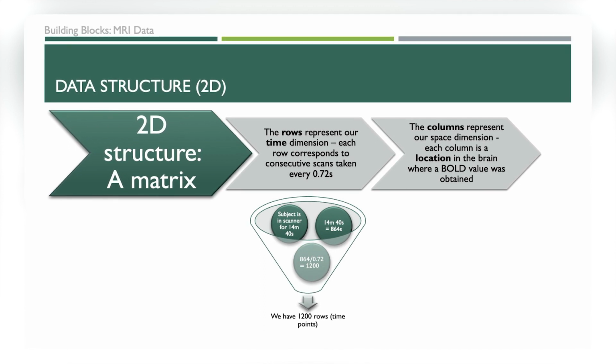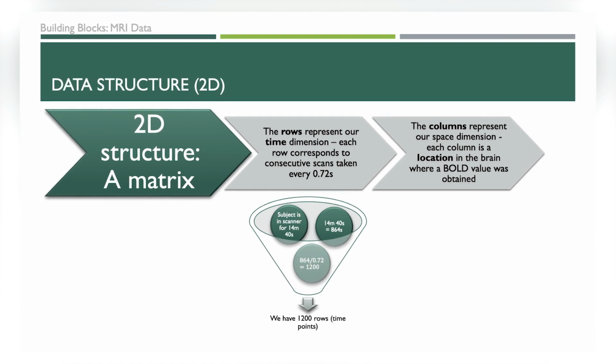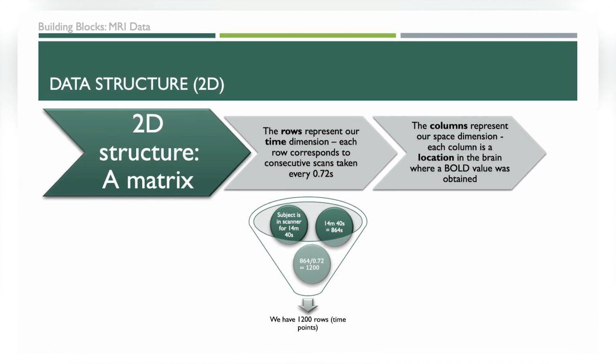Now, our columns represent our space dimension. So every single column, in our Excel spreadsheet way of thinking about it, is a different location in the brain. And then all of the entries are these BOLD values, the blood oxygen level dependent values that I talked about earlier that fMRI scanners obtain.